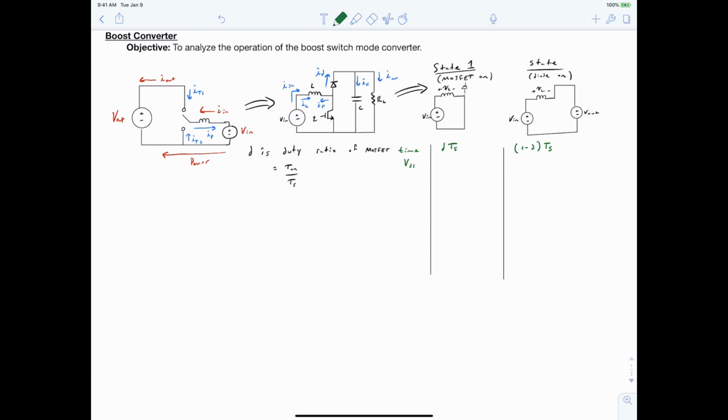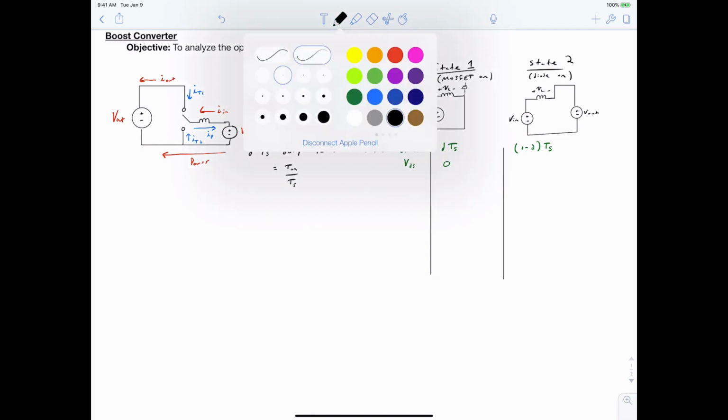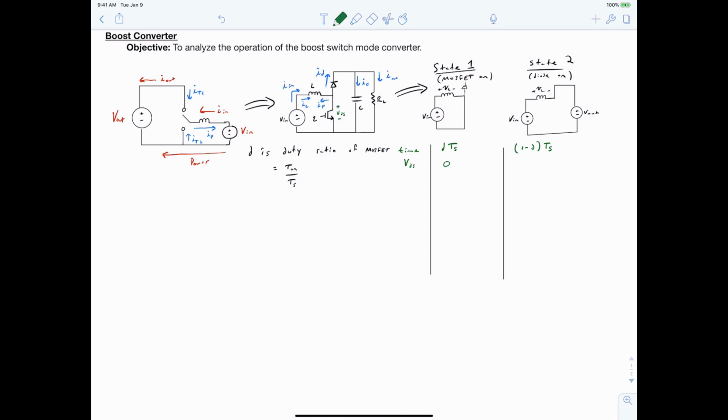Our drain source voltage of our MOSFET, VDS, is assumed to be 0 volts when our MOSFET is on. Again, realistic MOSFETs are going to have some channel resistance. This would actually be your state 2 current times your channel resistance, but in this case, let's approximate it as 0 volts. VDS during state 2, when our diode is on, is going to be equal to our output voltage.